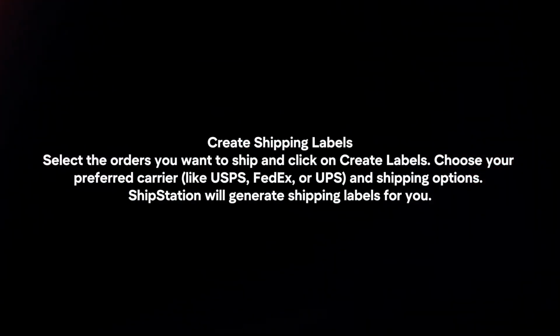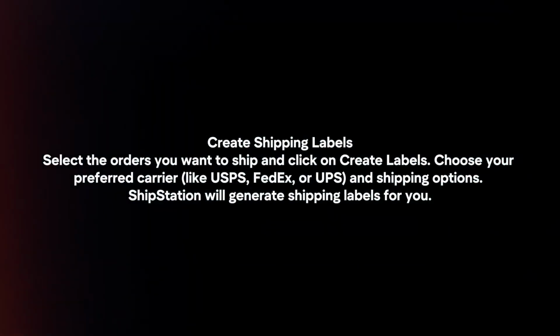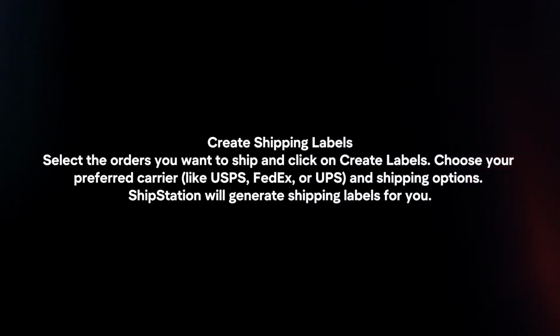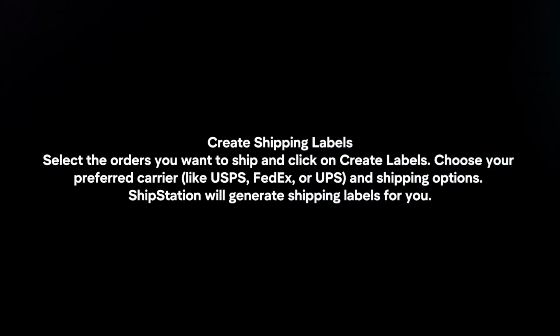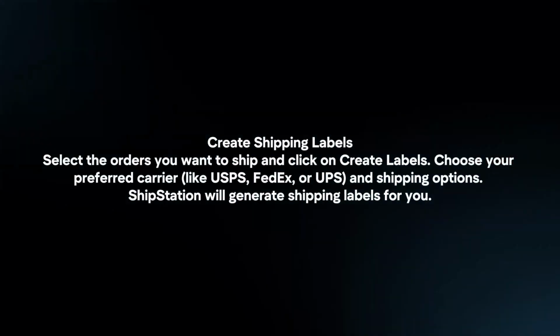Create shipping labels. Select the orders you want to ship and click on Create Labels. Choose your preferred carrier and shipping options. ShipStation will generate shipping labels for you.